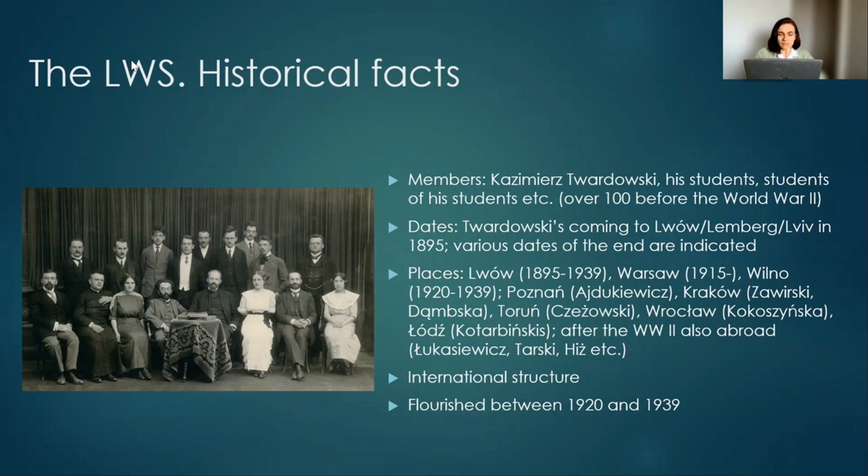So what were important places? At first, it was, of course, Lwów. Everything started there. Now, in 1915, during the First World War, the University of Warsaw was reopened after a very long break, because Warsaw had been a Russian city for a long time, and also it was a Russian university. And in 1915, the Germans, who took the city from the Russians, agreed to open a Polish university in Warsaw.